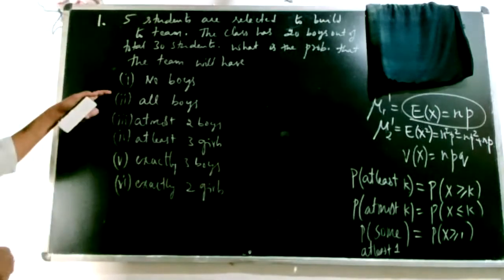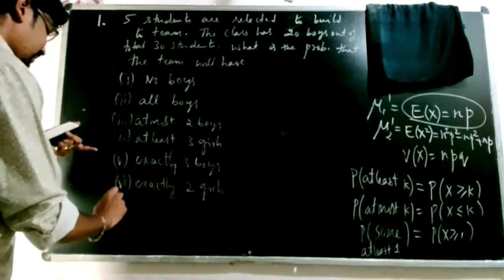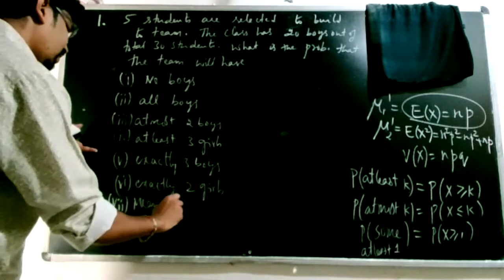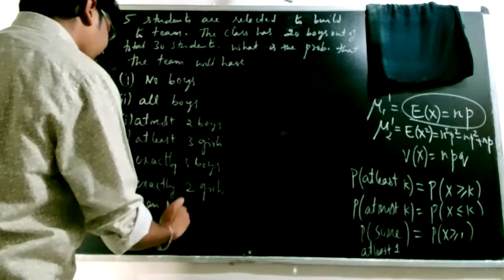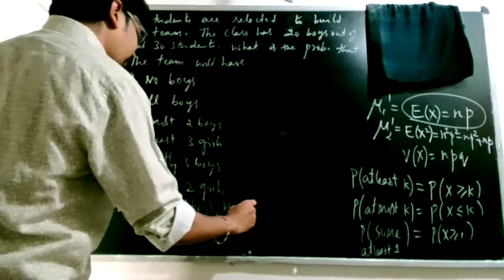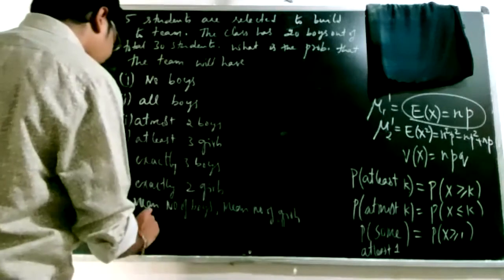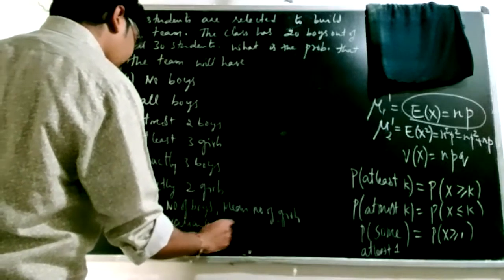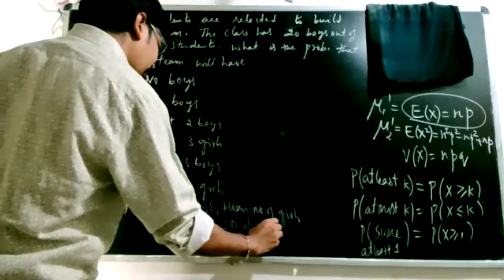Also obtain the mean number of boys and girls in the selection. So mean number of boys and mean number of girls, and the variance and standard deviation of number of boys.